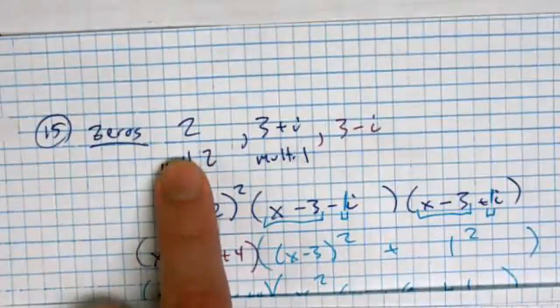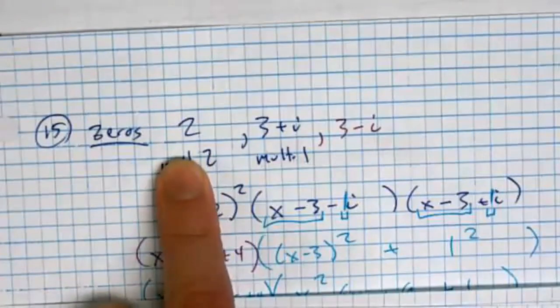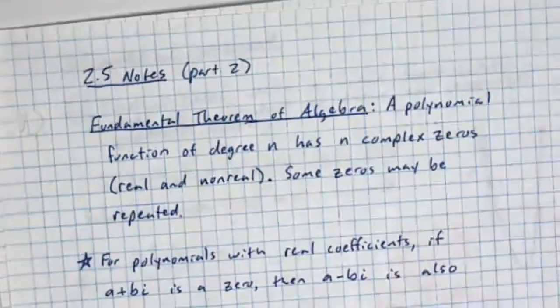This is the one that we were just doing from the homework. Agreed. So there are 4 zeros here. So this should end up being a 4th degree polynomial after I multiply it all out. So the fundamental theorem of algebra just tells us that the degree and the number of zeros should match.